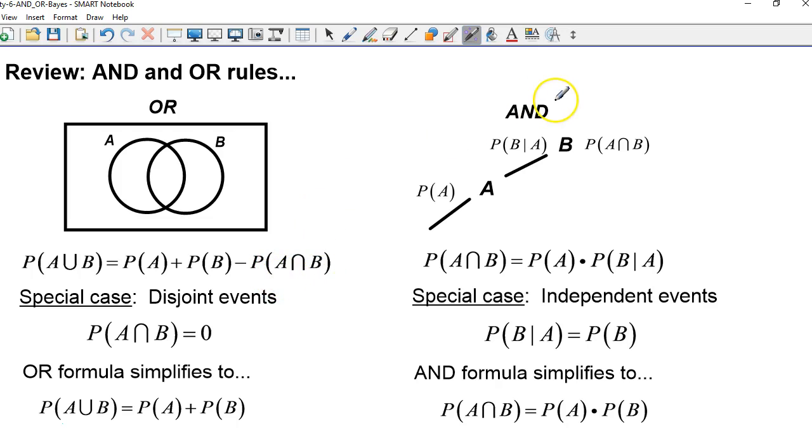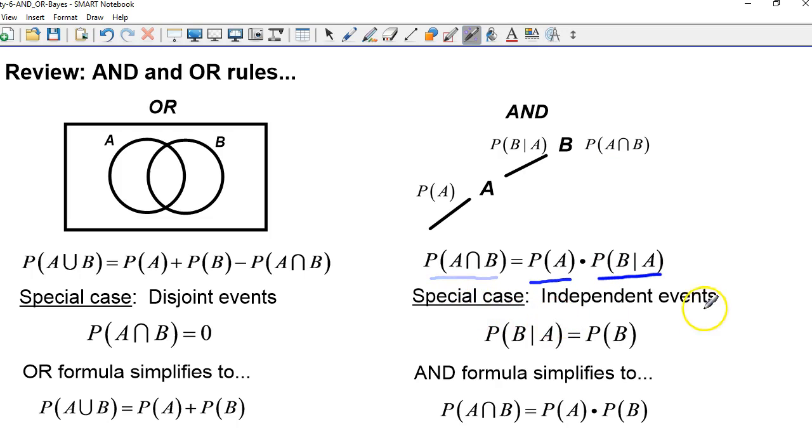When we're talking about and, I remember that and is multiply, but to be able to reconstruct the formula correctly, I think of the top portion of a tree. So if I'm talking about events A and B, I put A and then B in the form of a tree. This is the probability of A. This is the probability of B given A occurred. That has to be a conditional probability. And then the probability of A and B would then be the multiplication of those two probabilities. So the probability of A and B is the probability of A times the probability of B given that A happened. And there's a special case here as well.